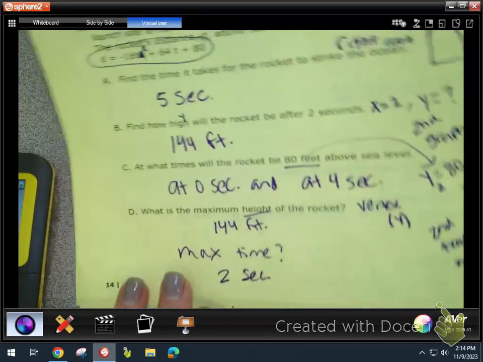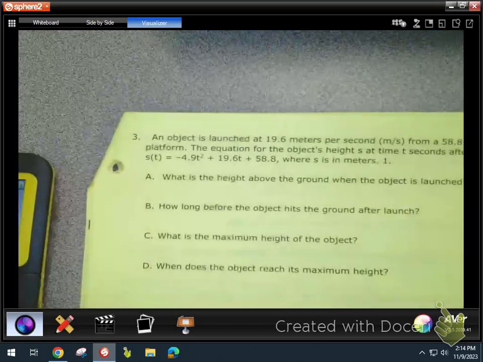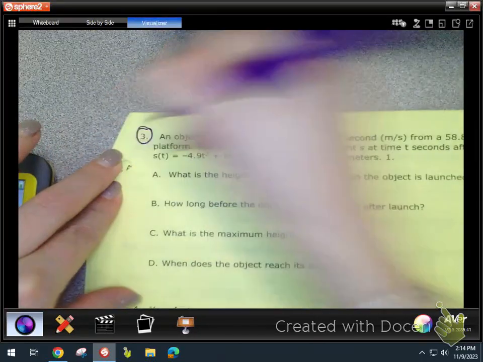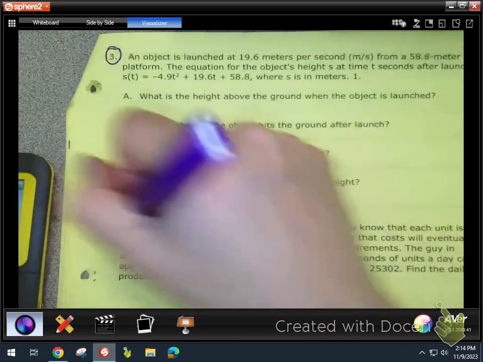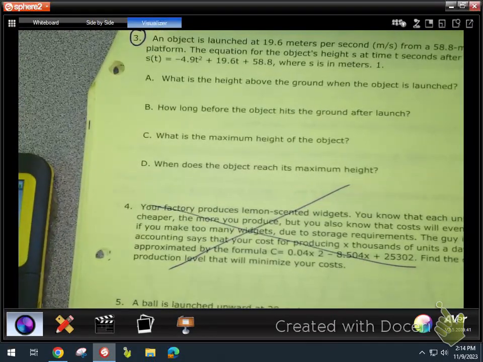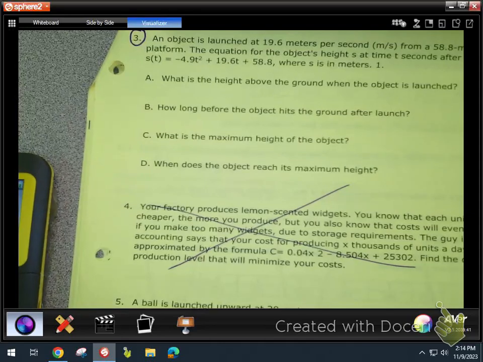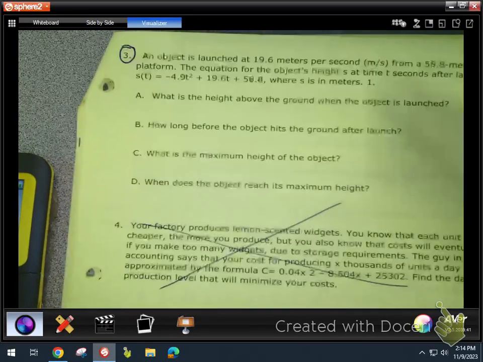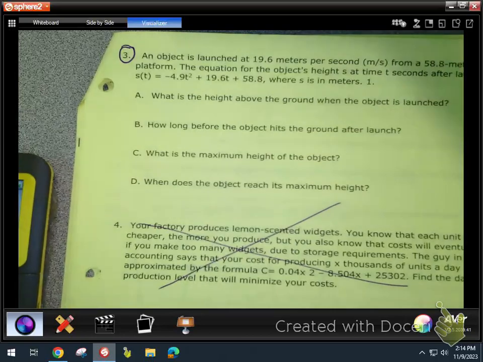On the next page, I want you to try 3. You can skip 4, and then 5 and 6. 5 and 6 only ask you one question. 3 asks you a series, okay?